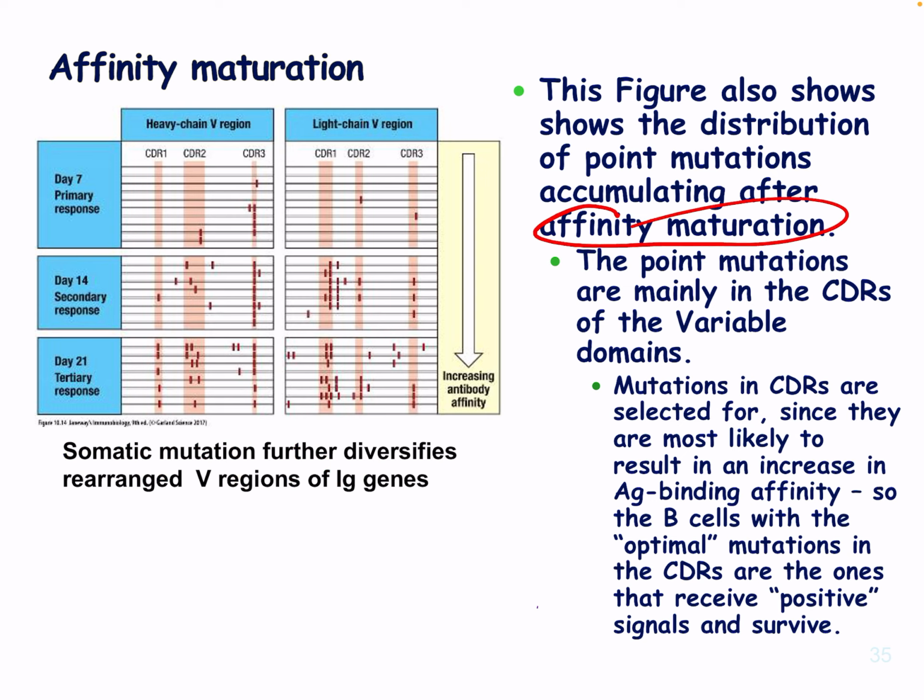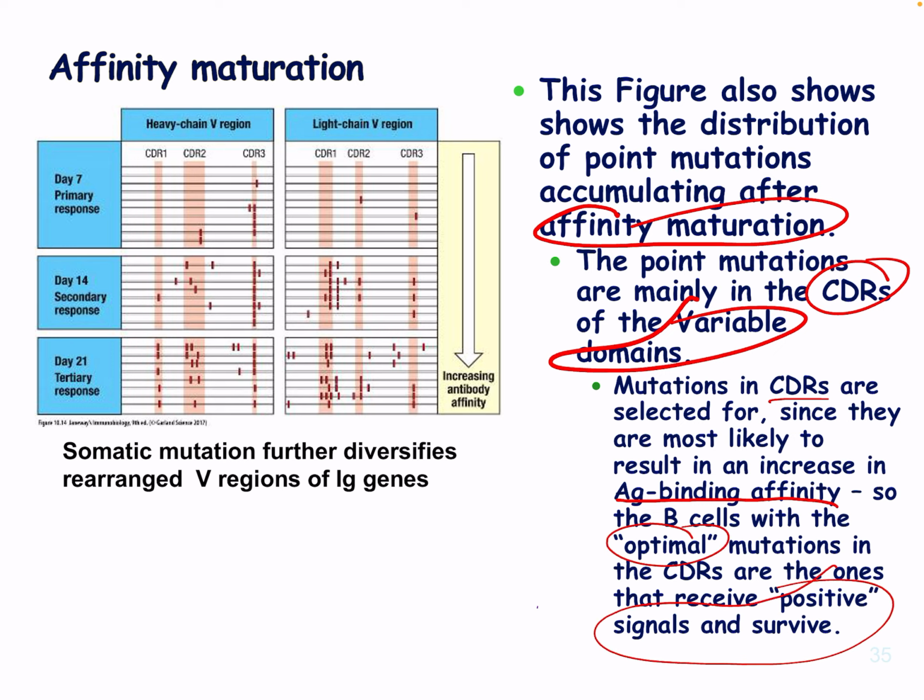So this figure also shows the distribution of point mutations accumulating after affinity maturation. The point mutations are mainly in the CDRs, like we said, of the variable domains. Mutations in CDRs are selected for since they are most likely to result in an increase in antigen binding affinity. So the B cells with the optimal mutations in the CDRs are the ones that receive positive signals to survive. So again, as we have our responses, the ones that bind strongest survive, and the ones that used to be strong but no longer are in comparison die off.